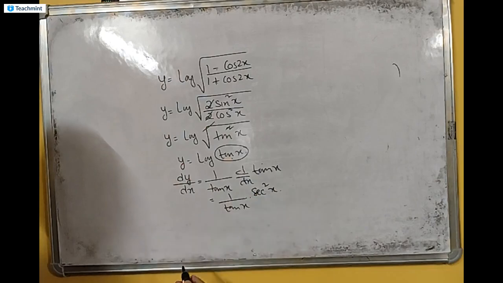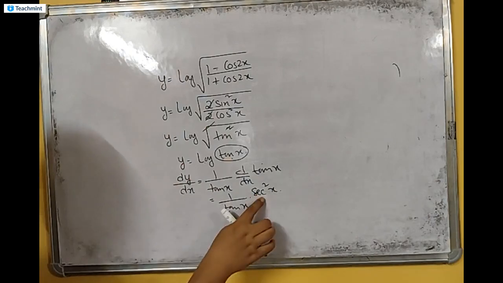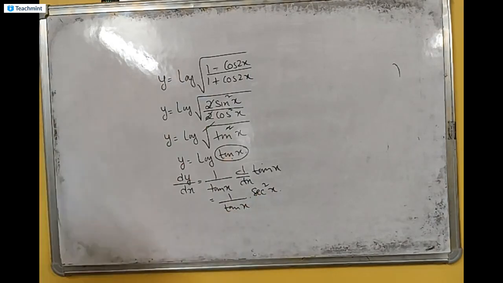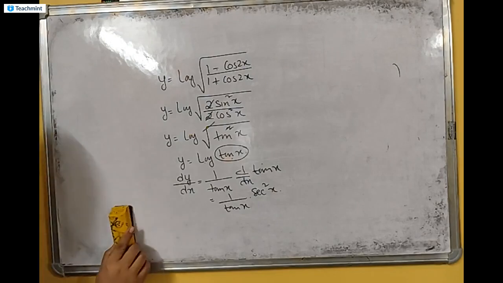If you want to simplify further, you can. Sec square x is 1 by cos square x, sin is 1 by cos, and cos x cancel, or you can leave the answer here. So this is question number 5. Okay, you can take a screenshot of this.